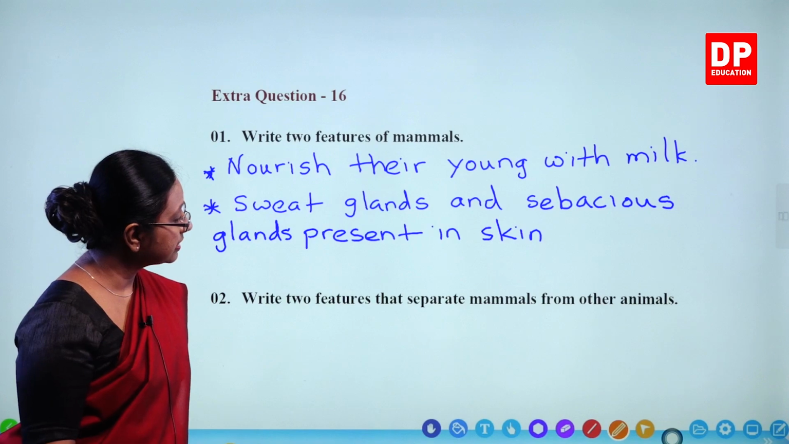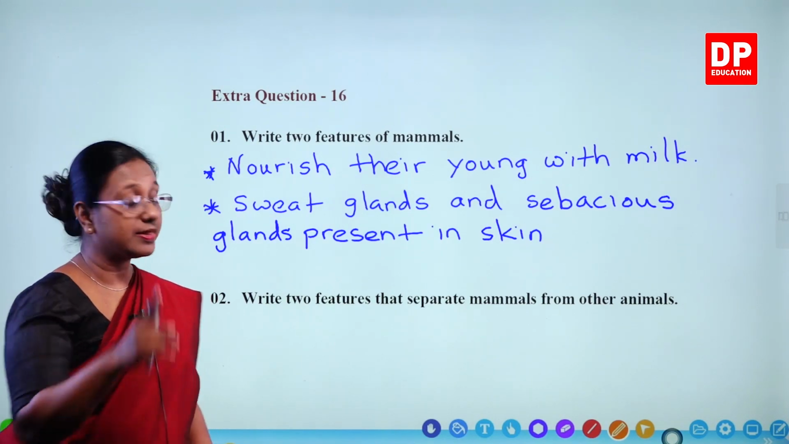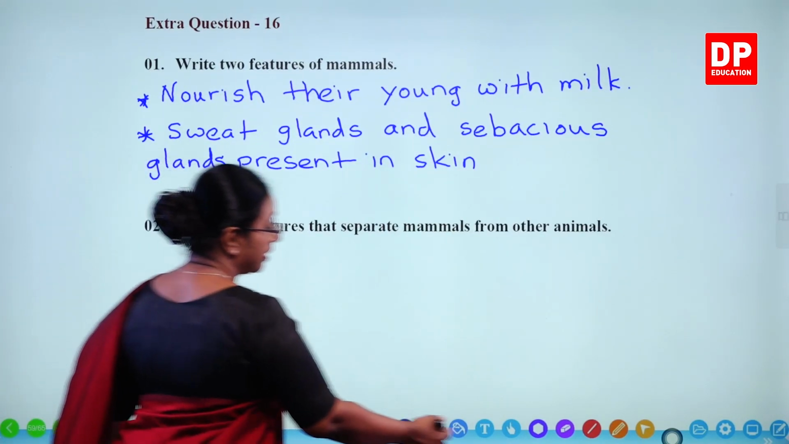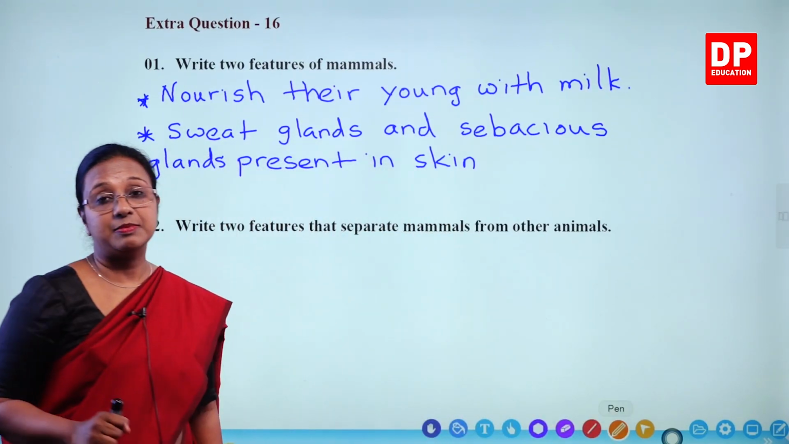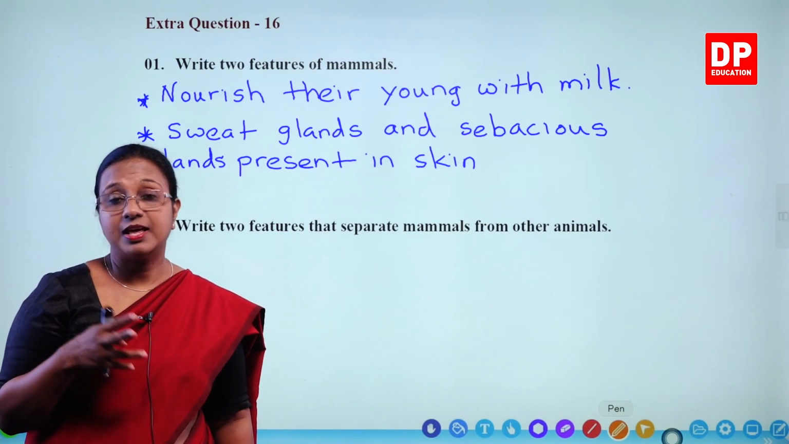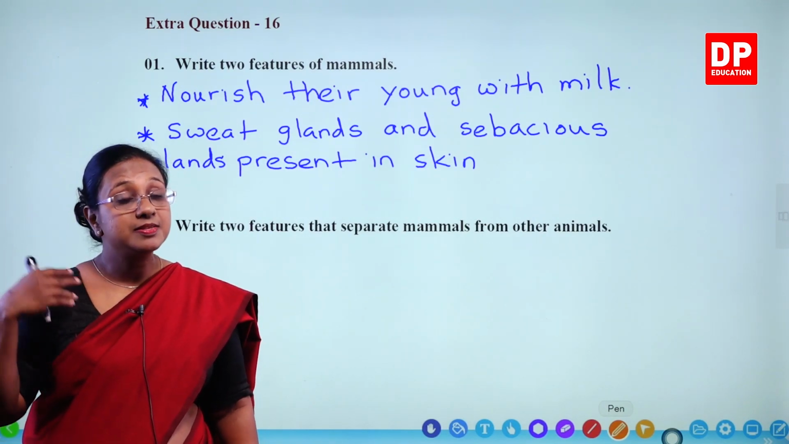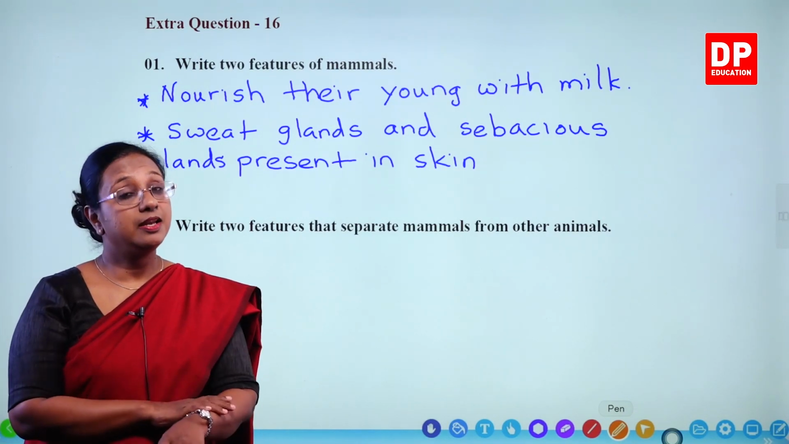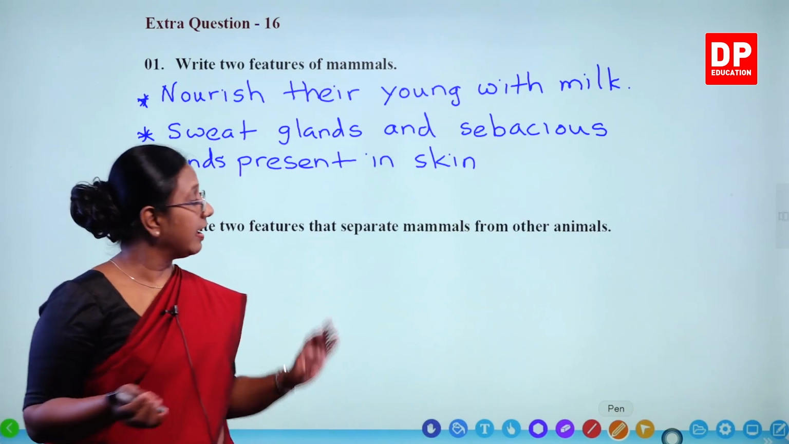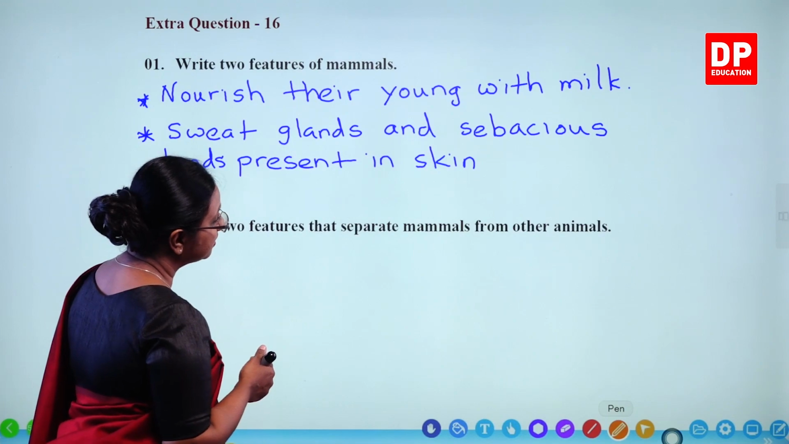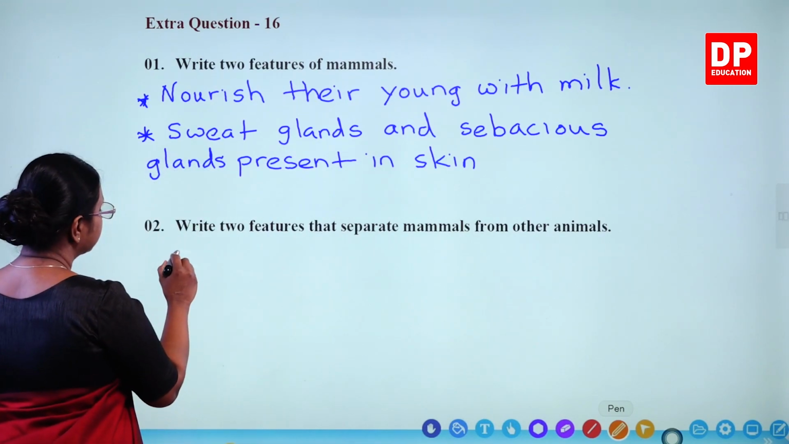Write 2 features that separate mammals from other animals. What about the mammary glands? The other animals don't have. That is a special feature. Presence of external earlobe. That is also a special feature. Even the hair. So you can write any 2. So here, write 2 features that separate mammals from other animals.